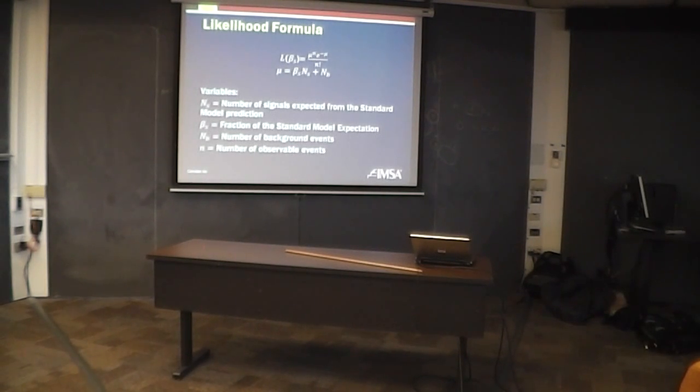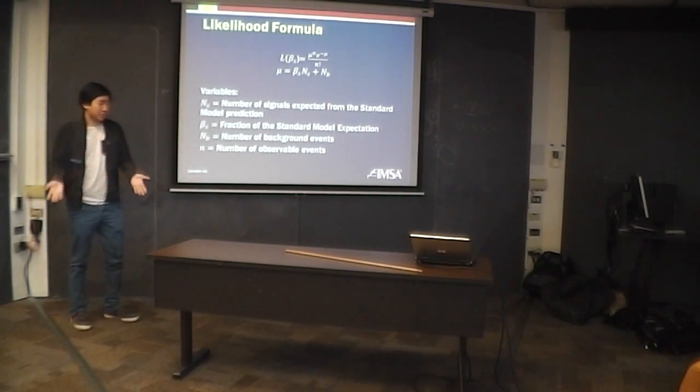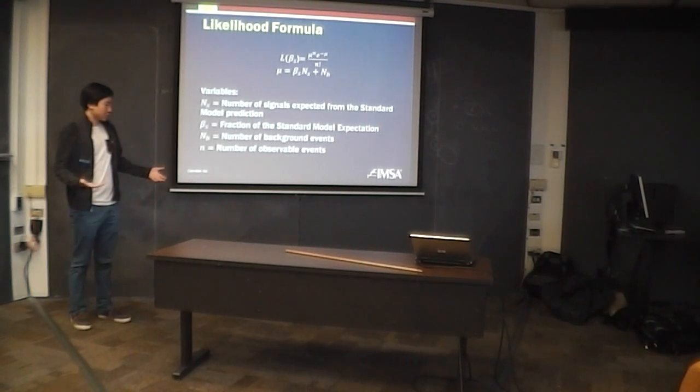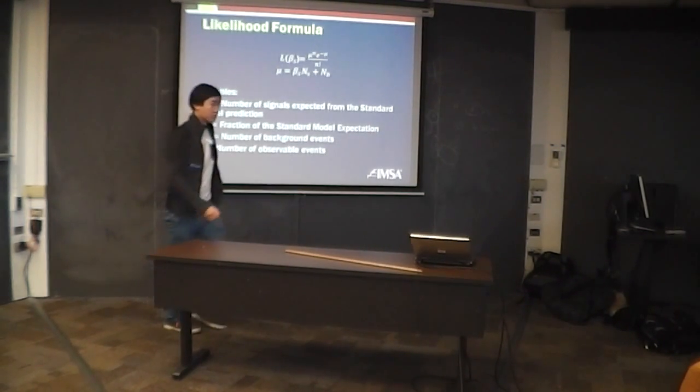Alright, I'm Camden. I was working on the likelihood bit. Since we were working with the Poisson distribution, our next step is to find the likelihood of our data. Here's the likelihood formula that we used for beta sub s, and also the mu value. And here are the different variables. N sub s is the number of signal events expected from the standard model prediction. Beta sub s is the fraction of the standard model expectation. N sub b is the number of background events, and n is the number of observable events.